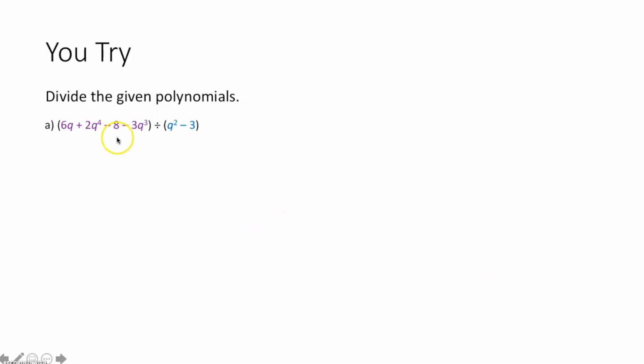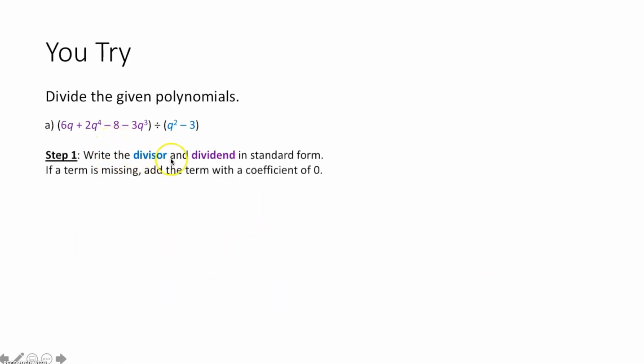Okay, doing the same thing here. So first, we want to write the divisor and dividend in standard form. So let's do that. Here, we go from greatest degree to least degree. So 2q to the 4th minus 3q to the 3rd plus 6q minus 8. And then this one is already in standard form.